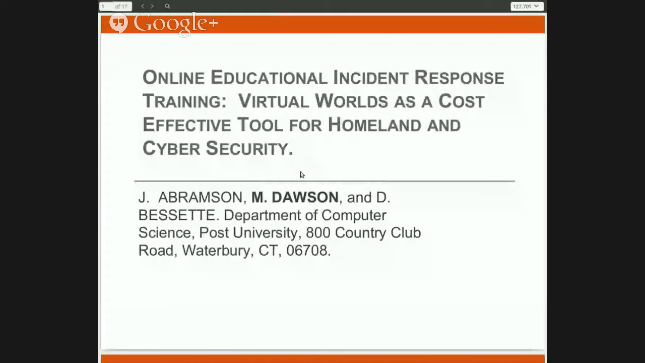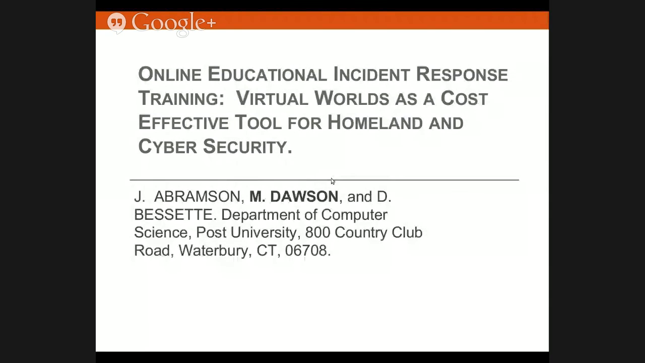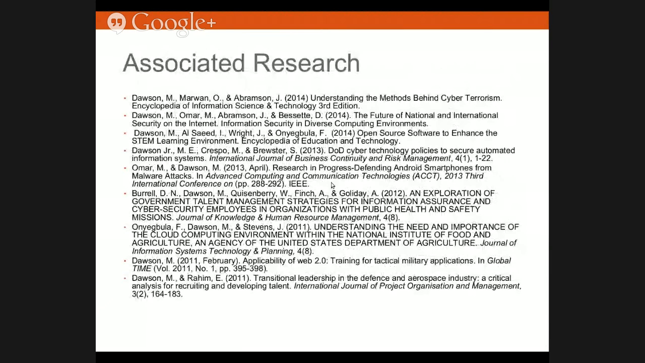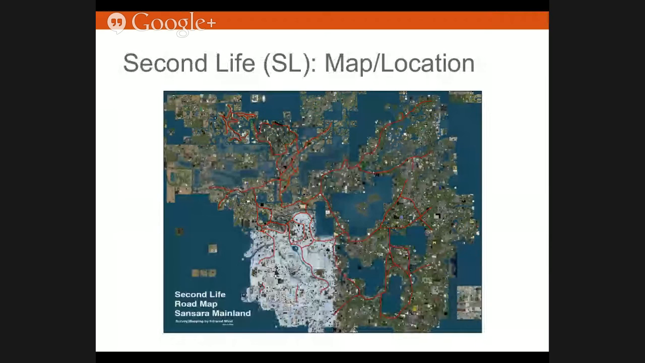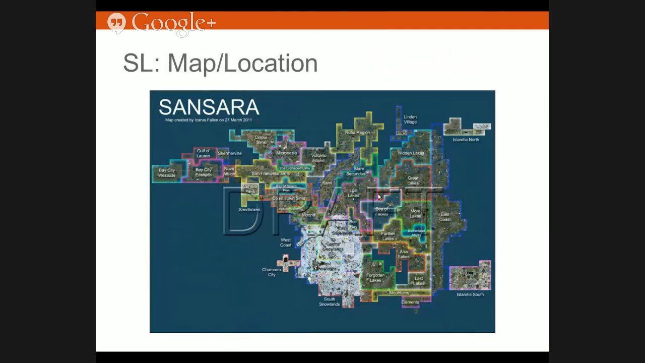All right, so this presentation was done a while ago, basically talking about online incident response training, virtual worlds as a cost-effective tool for homeland and cybersecurity. One of the neat things with Second Life in terms of training is using it to simulate real-world training. In incident response training and physical security, we can look at a certain map and location, map out various areas that may have tons of crime or incidents to respond to, and use that to build the technology or the building type that we need. Here it shows that a little better. You can see how things are broken out in this SL grid.